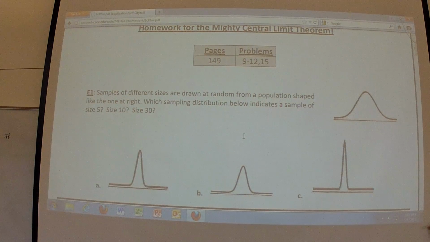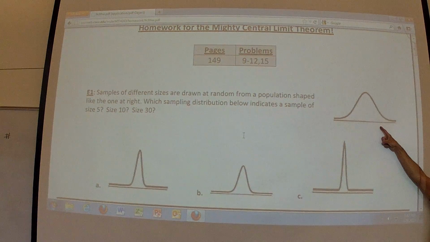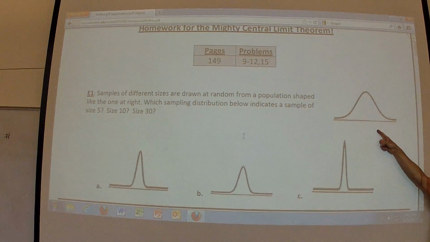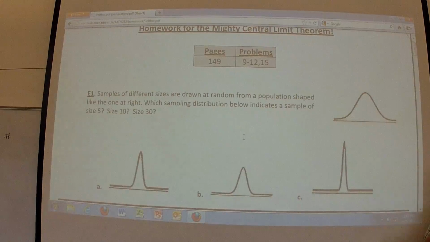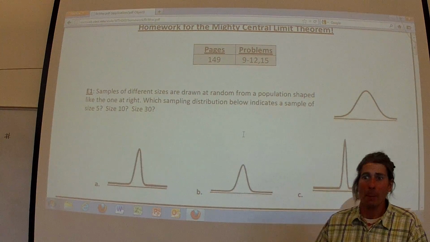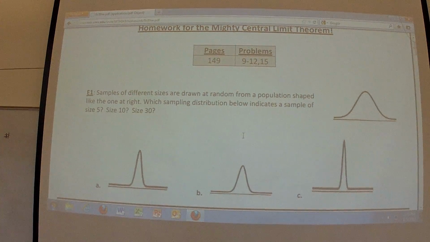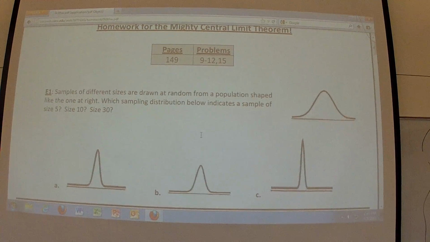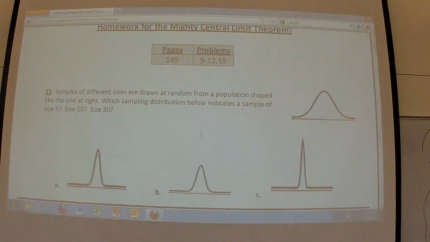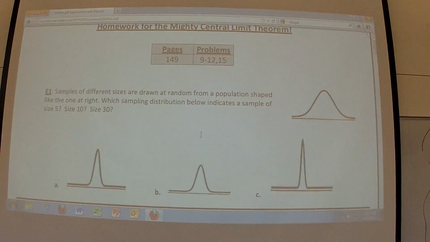Perfect. That is a distribution of some random variable, and I don't know what it is. It's already bell-shaped. That's the population. If you're looking for an analogy to class, remember when I had you draw out the distributions of your dice? That's what you'd be looking at. So that would be the orange graph, or the green graph, or the blue graph, or the red graph, or the yellow graph. Which of those graphs below show a sampling distribution of size 5, 10, or 30?